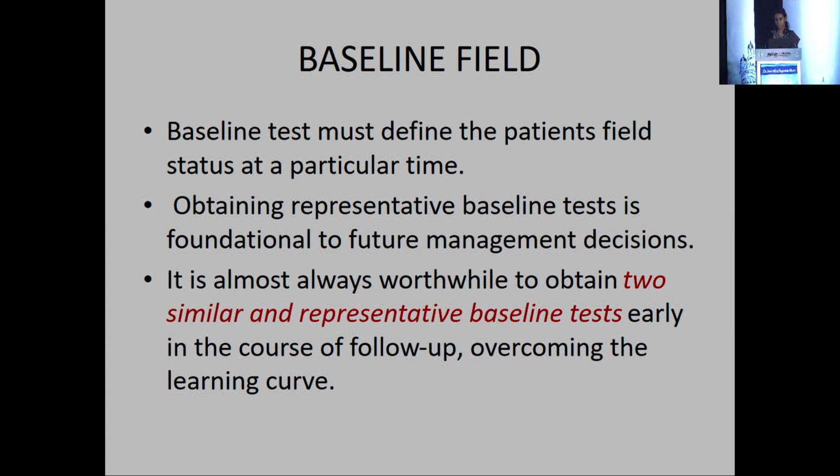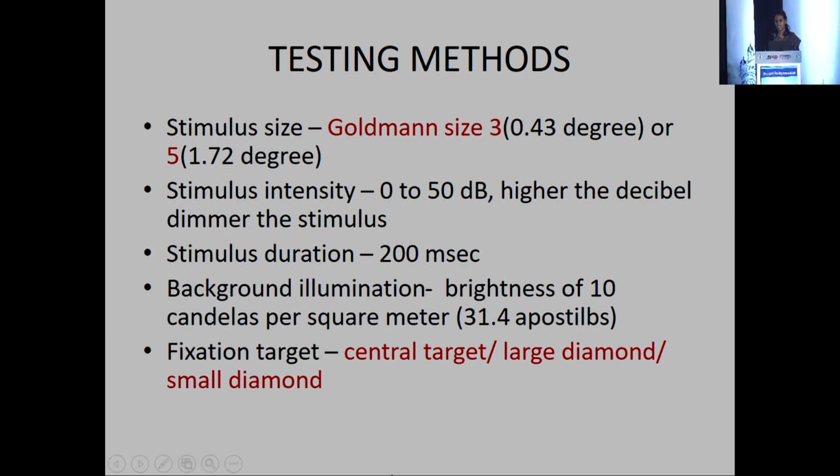It's always worthwhile to get two similar and representative baseline tests early in the course of the disease, apart from the learning curve. In order to get the best out of the visual field testing, we must be aware of what are the various testing methods, strategies, and patterns available, which test to be done at when and how. So, Goldman size 3 is commonly used stimulus size, and Goldman size 5 has to be chosen in patients with poor vision. Central fixation target is what we commonly use, and large diamond is used in eyes with poor central vision, such as macula pathologies, and small diamond is used for foveal threshold testing.